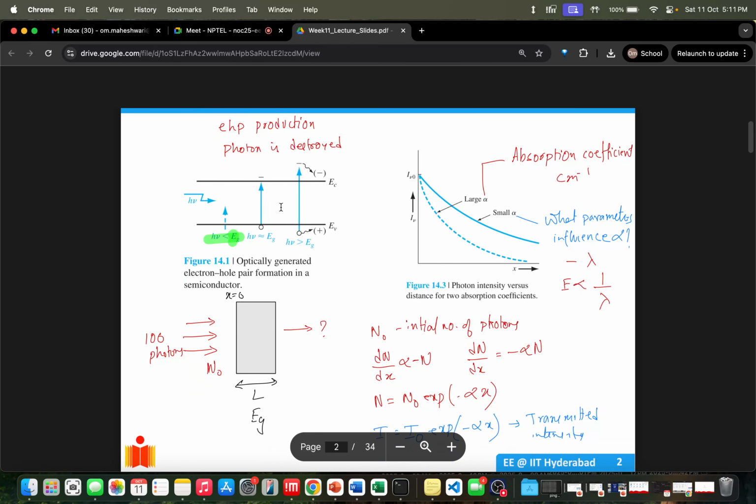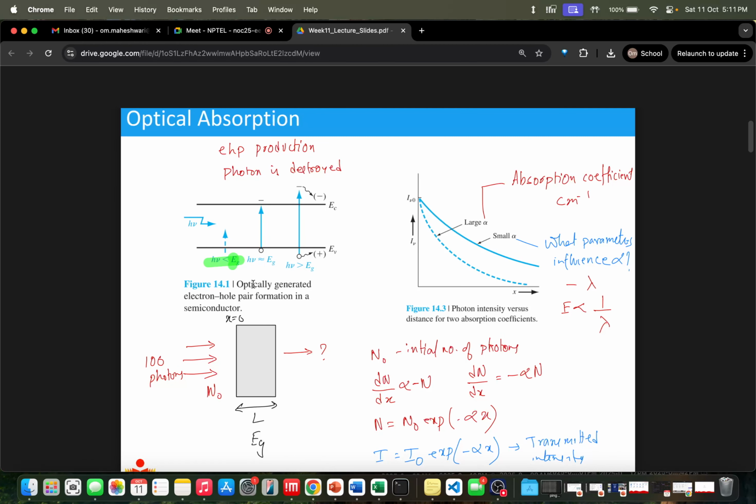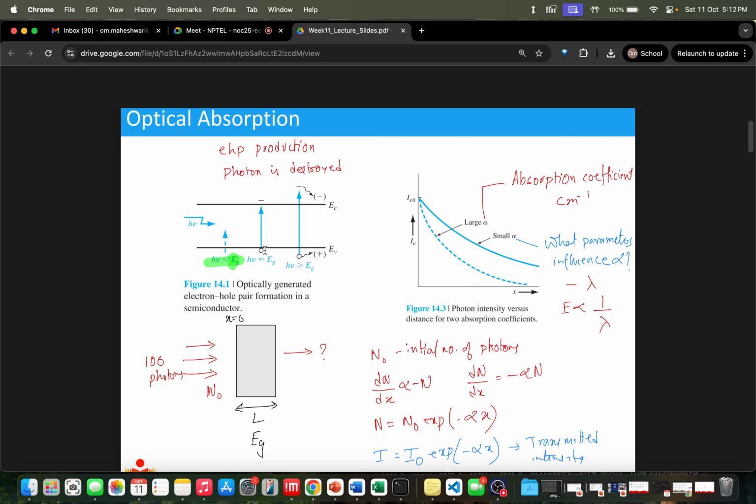So the lecture starts with optical absorption. This figure shows optically generated electron hole pair formation in a semiconductor. When a photon strikes the semiconductor, an electron from the valence band goes to the conduction band, leaving a hole behind. This is called optical generation.